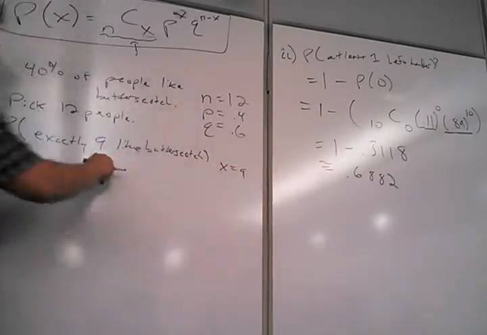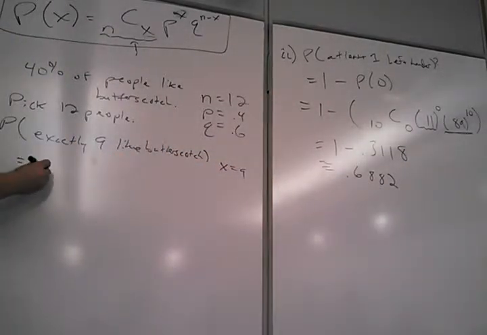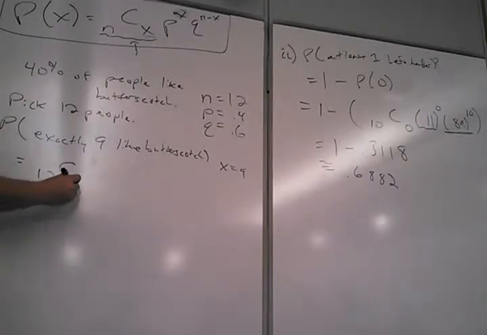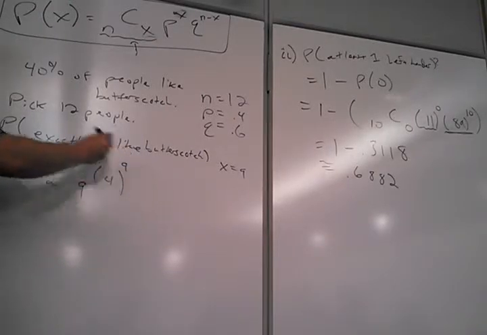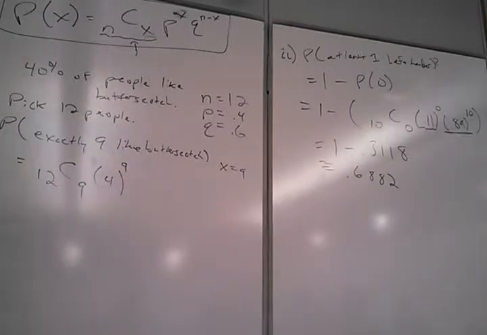I got 12 people. Choose 9 of them to do this. So how many do this? The 9 people you chose. Right? So it's a little repetitive. And then how many of these? 3.